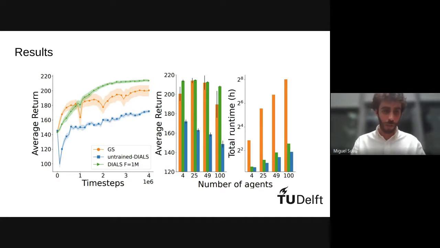So what we have here is again the same baselines as before. We have the global simulator, the untrained distributed influence augmented simulator, which is the distributed influence augmented local simulator with untrained approximate influence predictors, and the trained distributed influence augmented local simulators. And here the frequency of training these approximate influence predictors is 1 million time steps. So we see here that not only is green faster, but it also performs better than when training in the global simulator, which is a bit counterintuitive because the global simulator is more exact.